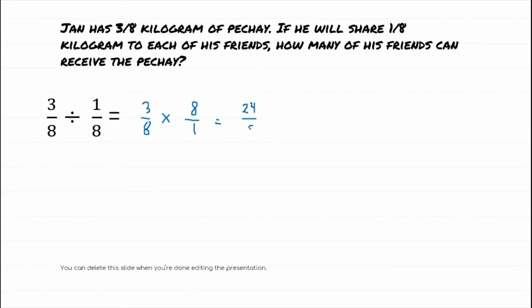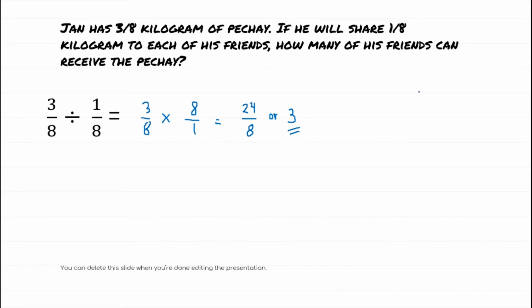Now let's simplify. 24 divided by 8, the answer is 3. So how many friends will receive the petchai of John? Okay, 3 friends of John will receive his petchai.